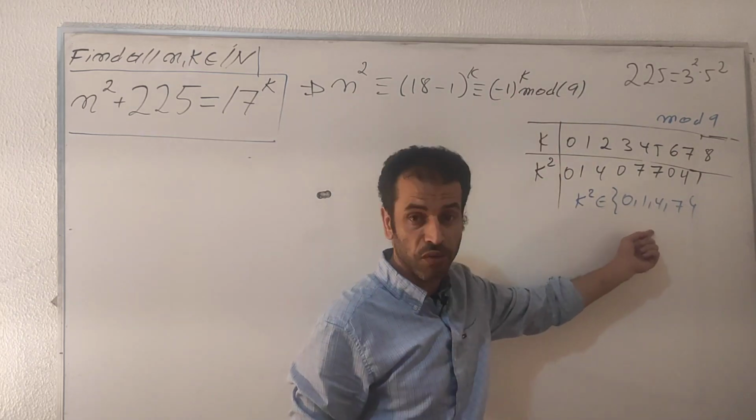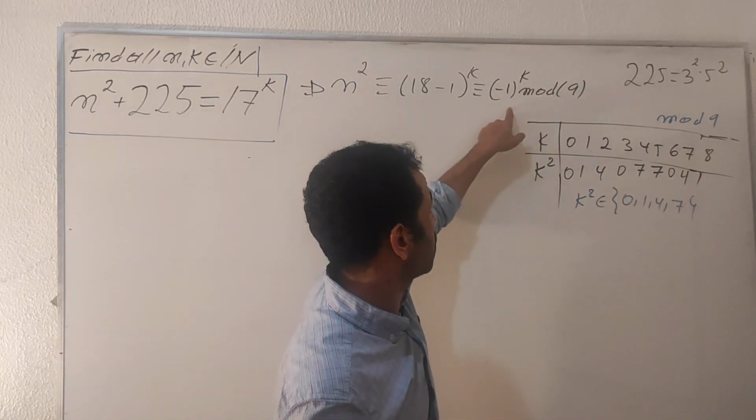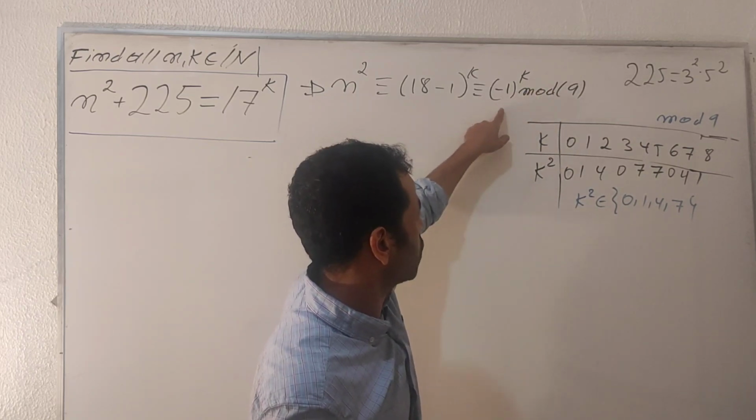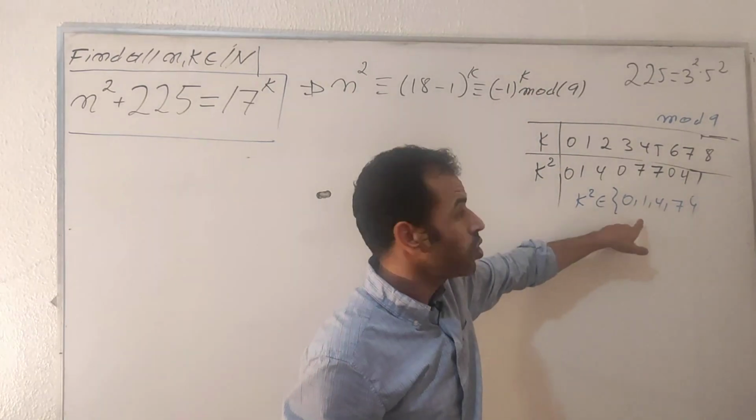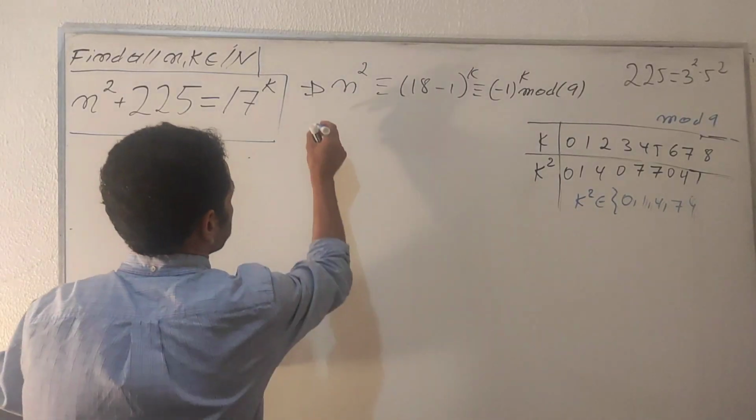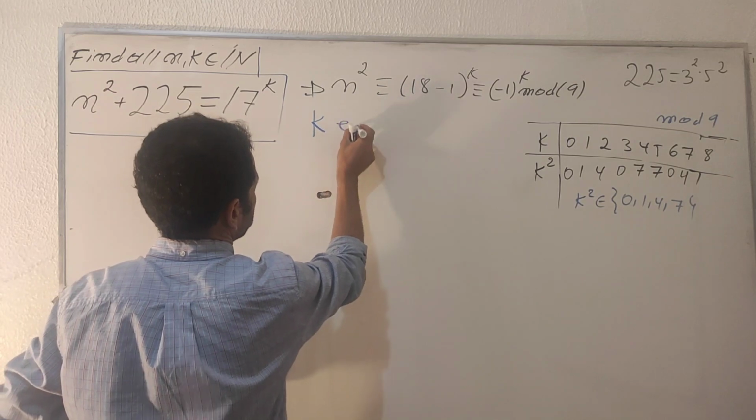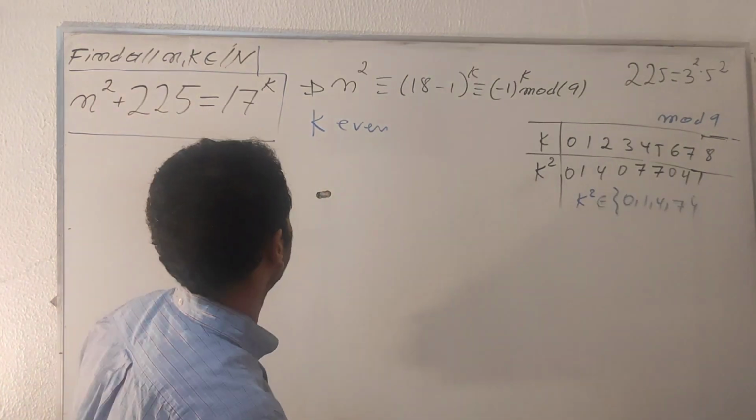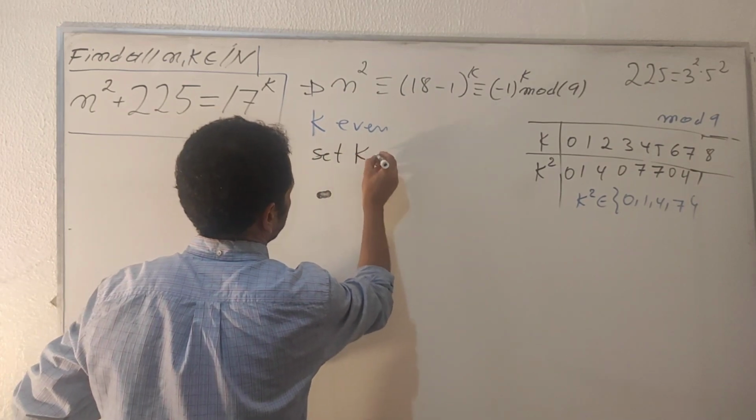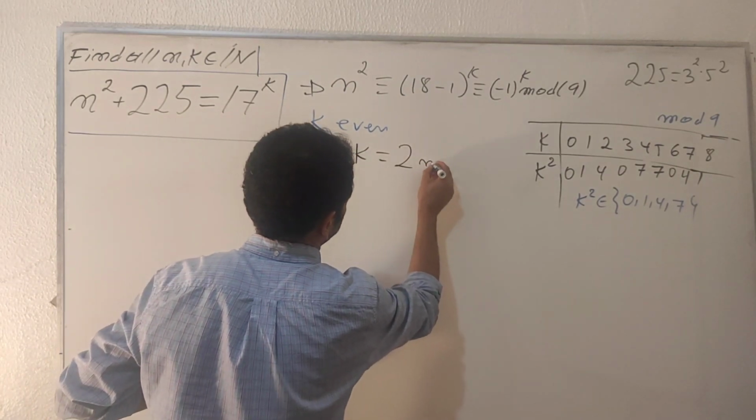We don't have the -1 here. But if k is even, I get number 1 here. We already have number 1 here. So which means k must be even. Now if it's even, let's set k equals 2m.